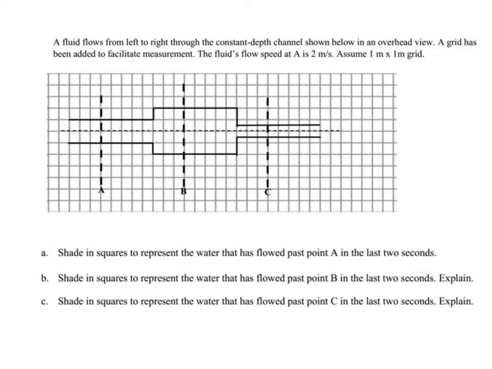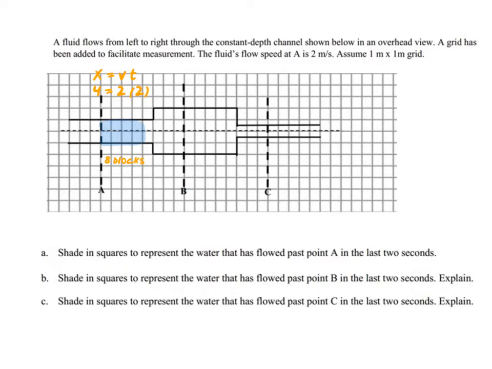It's saying for A, shade in squares to represent the water that has flowed past point A in the last 2 seconds. All right, so what's key on here is that it's saying 2 seconds. So it's going 2 meters every second. So that means after 2 seconds, it should have gone 4 linear meters. Okay, so that means that we need to color in 4 meters worth. And remember, the pipe is full of water, so it's going to be 8 blocks. Okay, so 8 little blocks there.